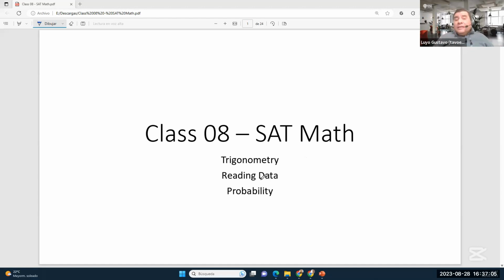And then reading data is about the ability to interpret charts and tables. And probability is also a simple type of question based on the basic concept of probability, that usually is considered as the way to interpret some tables in the question stems. So let's begin.